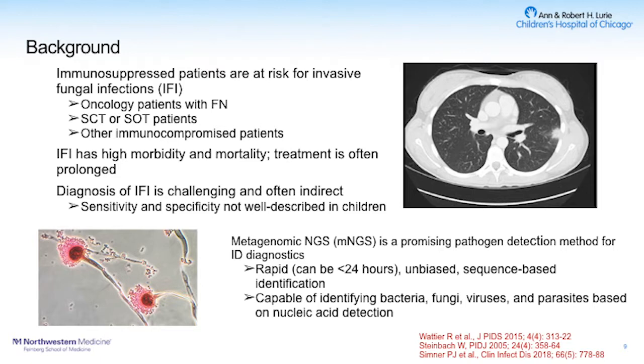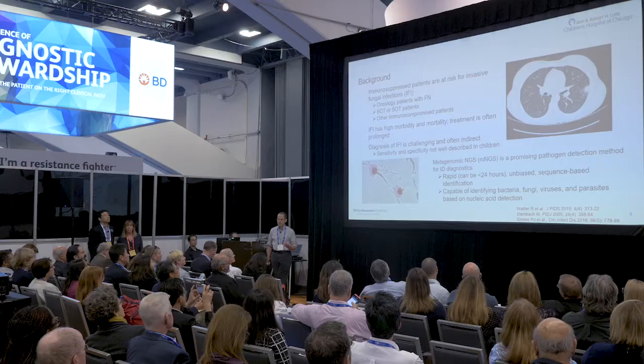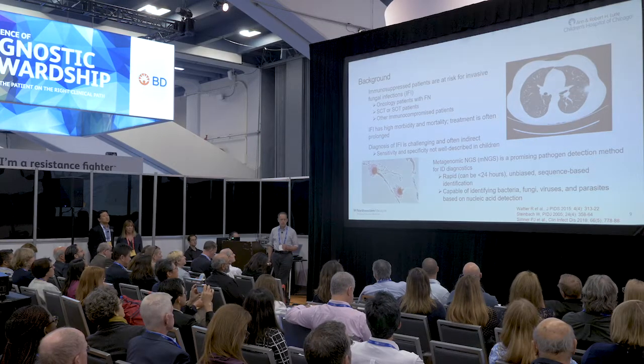Diagnosis is often challenging, and as Dave highlighted, often involves either invasive methods where we have to actually go in and get a sample, or indirect testing in the right clinical context, such as use of imaging where you see characteristic findings like nodular disease, or indirect tests of the blood like beta-D-glucan testing or galactomannan testing, which in pediatrics don't really have well-defined performance characteristics. So we were interested in investigating metagenomic next-generation sequencing as a potential additional assay that we could use to try to diagnose invasive fungal infection in our pediatric population.